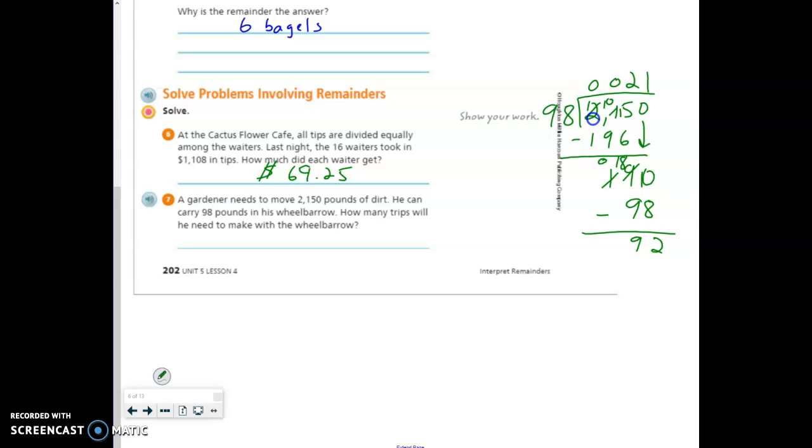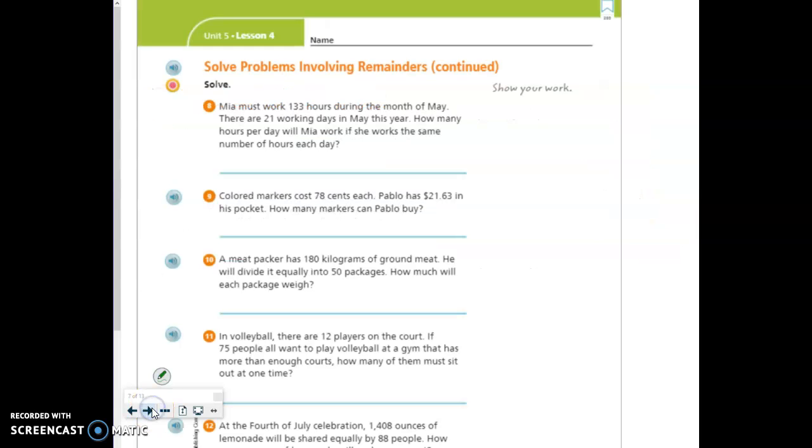Okay? So I would need to take another trip. I'm making 21, but I'm still got 92 pounds left to move. That means that 21 needs to go up to 22 trips. I need to make the extra trip. I'm rounding up the whole number because of my remainder to make an extra trip. Okay? So this is why remainder interpretation matters.